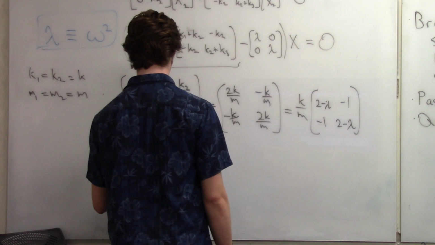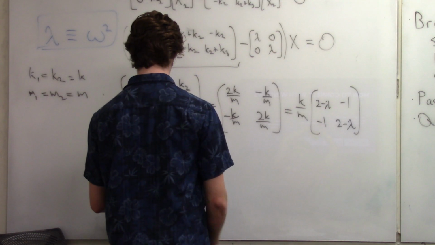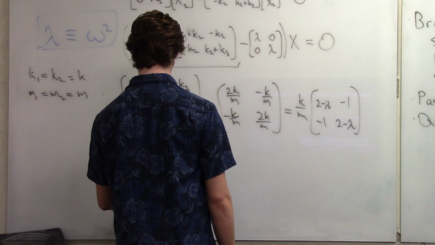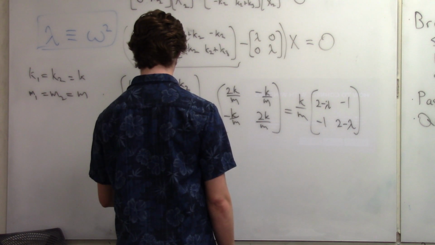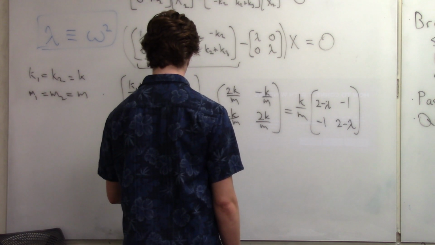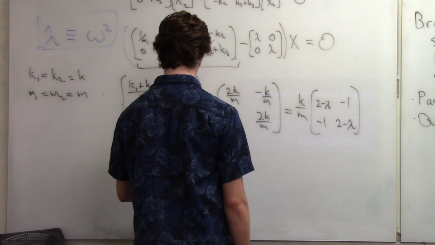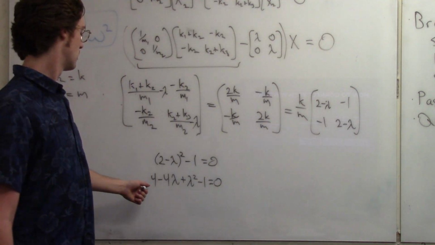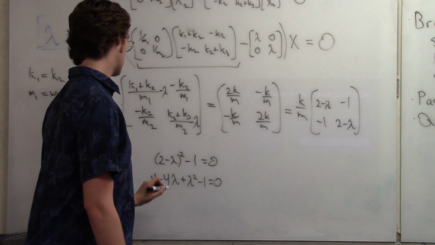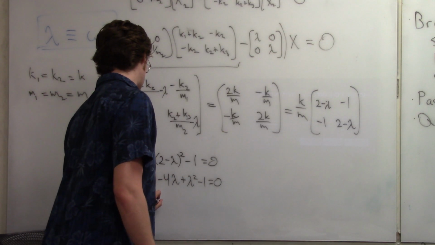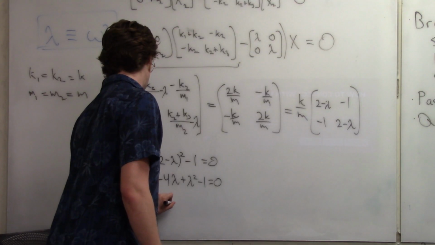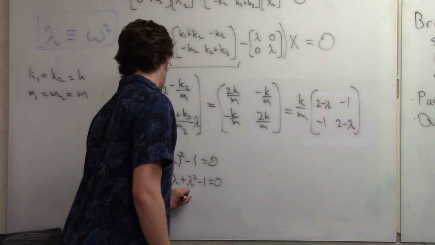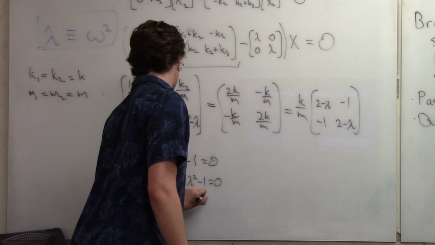So first, FOIL. So we're going to have 4 minus 4 lambda plus lambda squared minus 1 equals 0. And then we're going to combine these coefficients and rewrite them. So now you have lambda squared minus 4 lambda plus 3 equals 0.